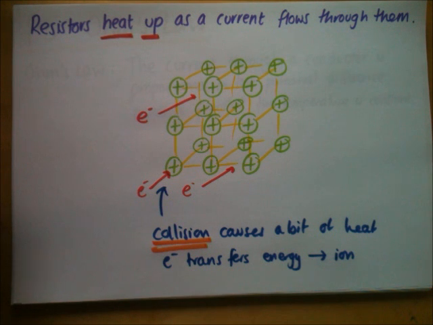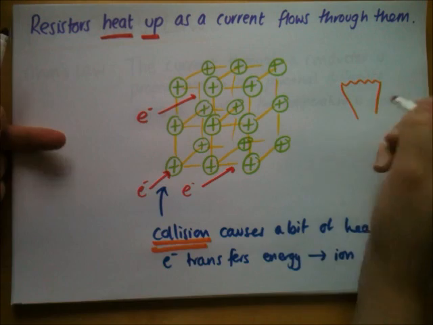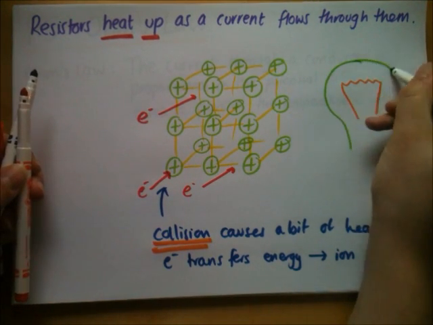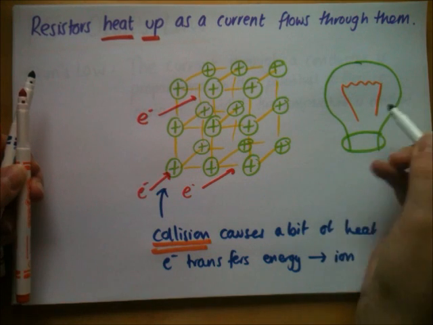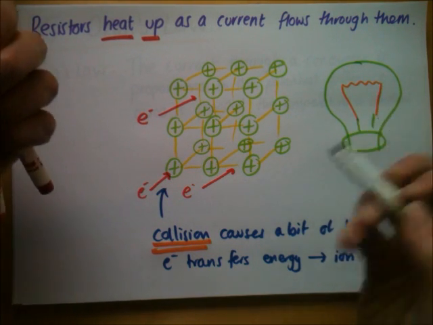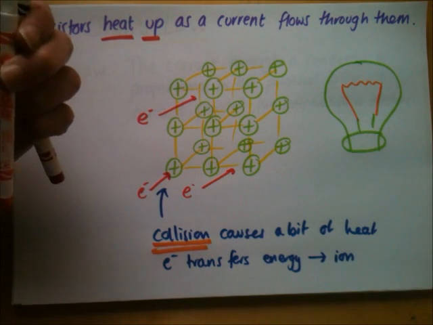And that's exactly how a filament lamp works. So you've probably seen your lamp at home looks a bit like this. It's got a wire that glows in a clear case, not a metal case, otherwise I wouldn't be able to see it. And this wire is just a resistor, really. And basically, there's so many collisions in this that it gets so hot that it starts to glow.